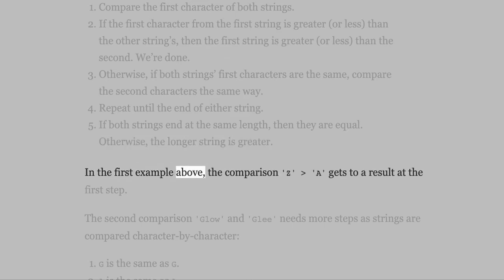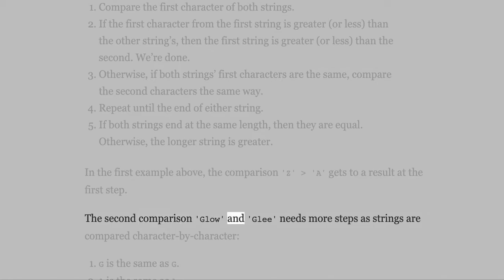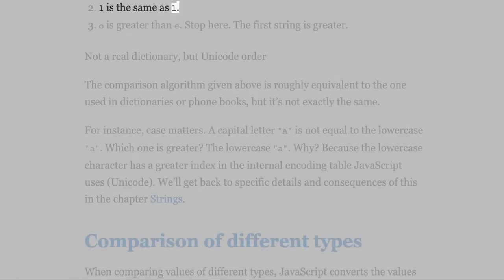In the first example above, the comparison 'Z' > 'A' gets to a result at the first step. The second comparison, 'Glow' and 'Glee', needs more steps as strings are compared character by character. G is the same as G. L is the same as L. O is greater than E. Stop here, the first string is greater.